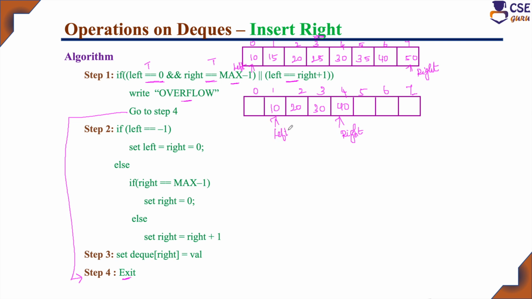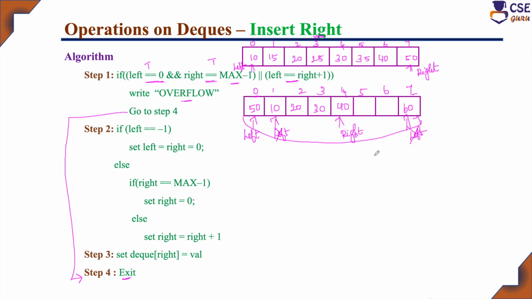Left is pointing to the first memory location, element is 10. Suppose I want to perform insertion, that is insert left. What happens? Decrement the left pointer by 1 and place the element. Now the left pointer will point to the 0th memory location. Once the left pointer reaches the 0th memory location, you need to reinitialize the left pointer to the max minus 1 position. Now reinitialize the left pointer to the 7th memory location and then place the element.